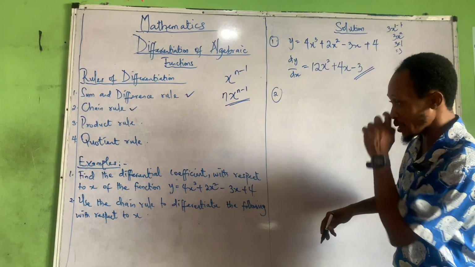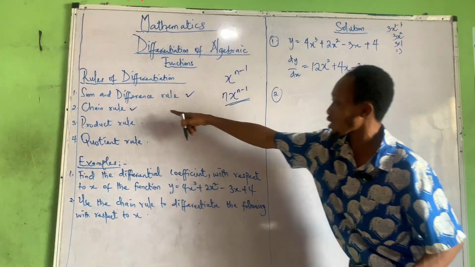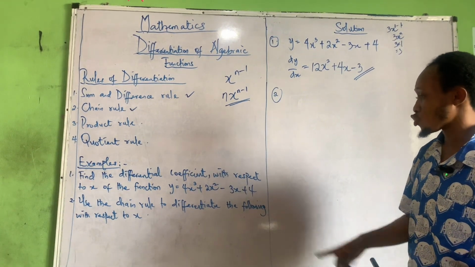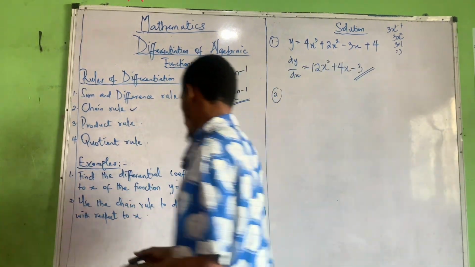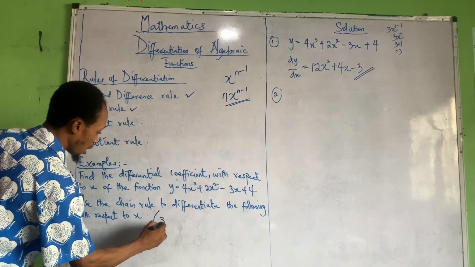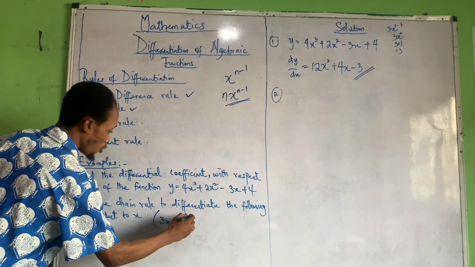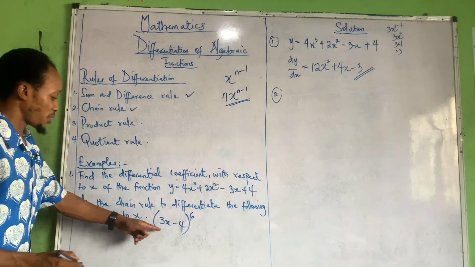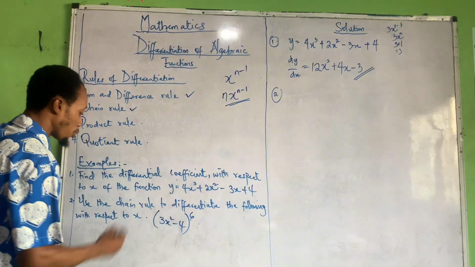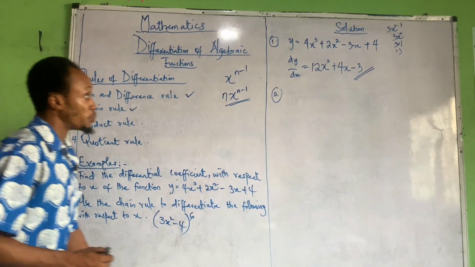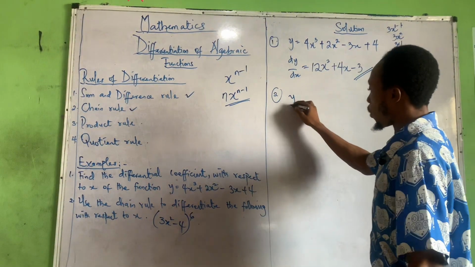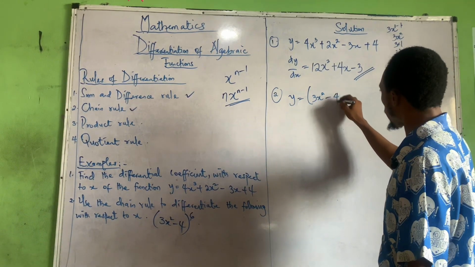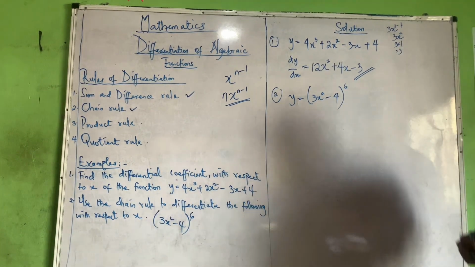The second one is to use the chain rule. So we are going to the second rule. Use the chain rule to differentiate the following with respect to x: 3x squared minus 4 raised to the power of 6. So this is the chain rule. We have y equals 3x squared minus 4 raised to the power 6.